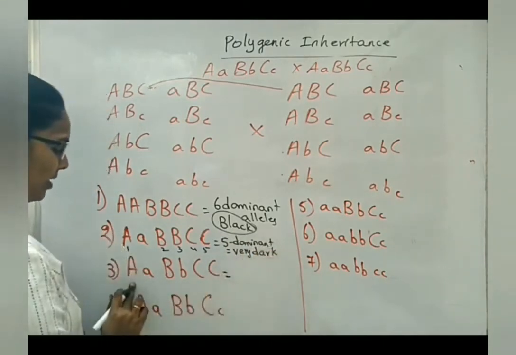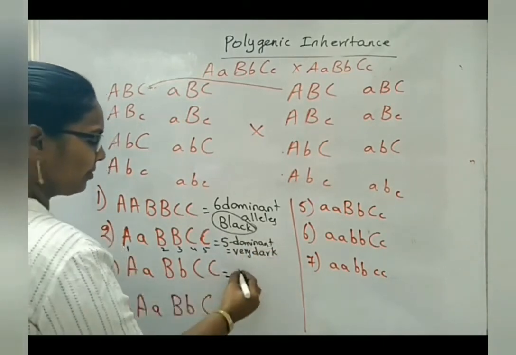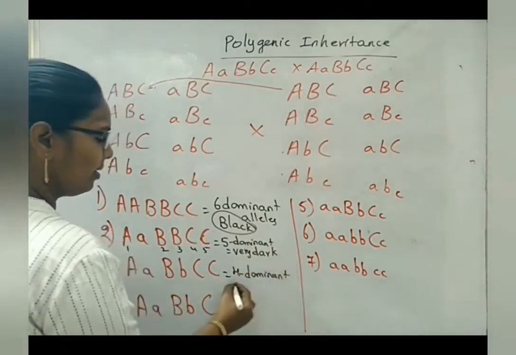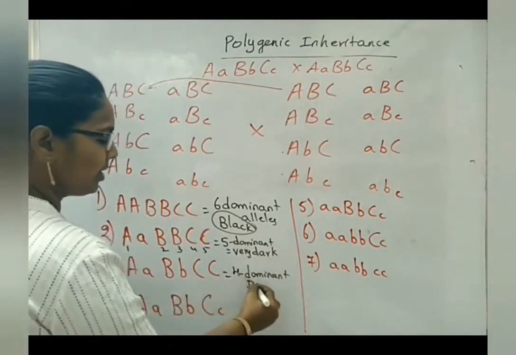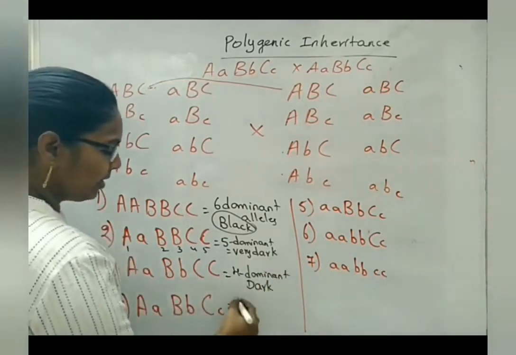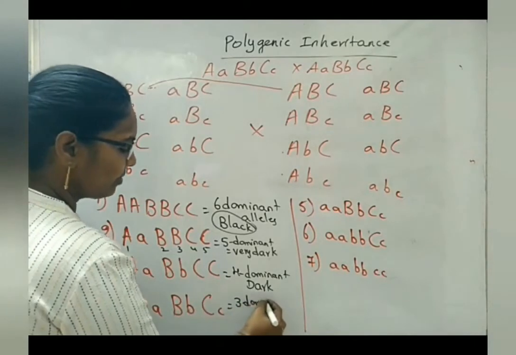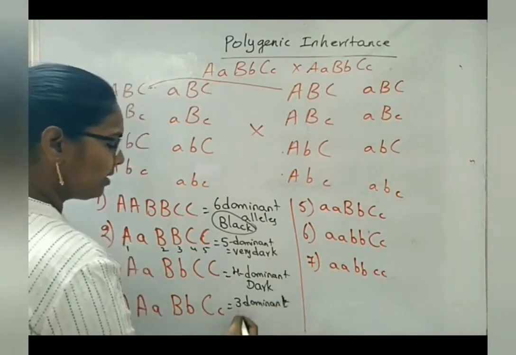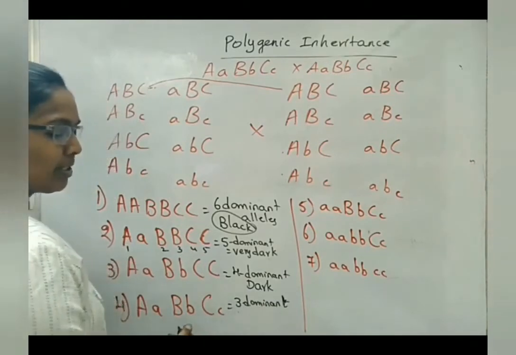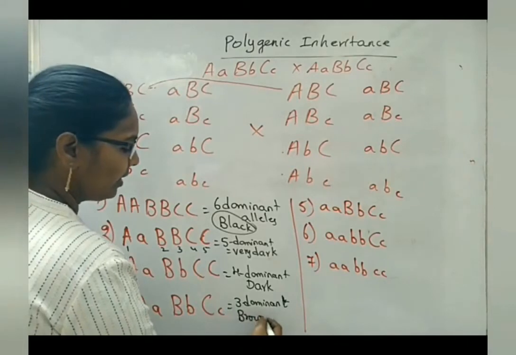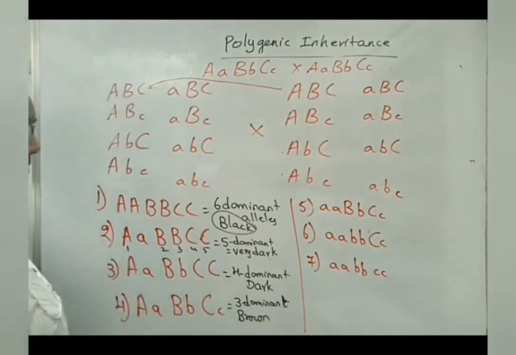How many dominant alleles are there? 1, 2, 3, 4. So 4 dominant alleles. So here skin color is just dark. How many dominant alleles are there? Only 3 dominant alleles. What is skin color? Here it is intermediate skin color. We can consider this one as brown skin color or intermediate skin color.